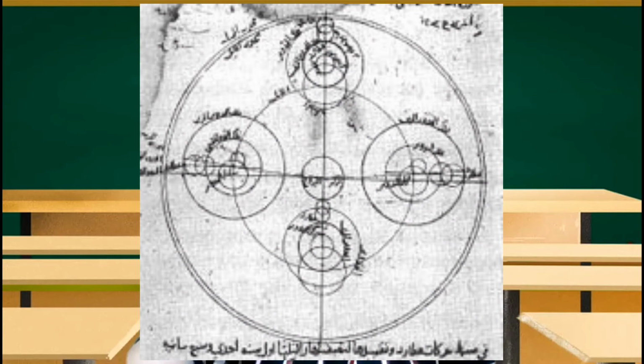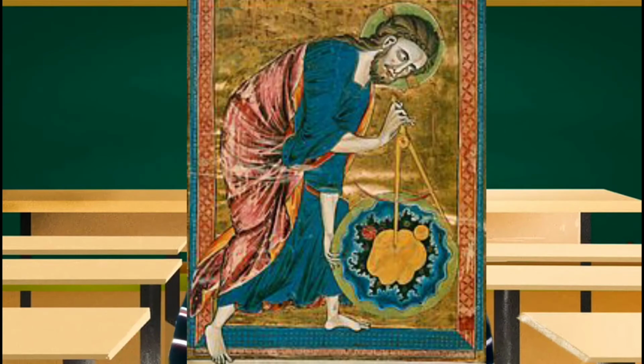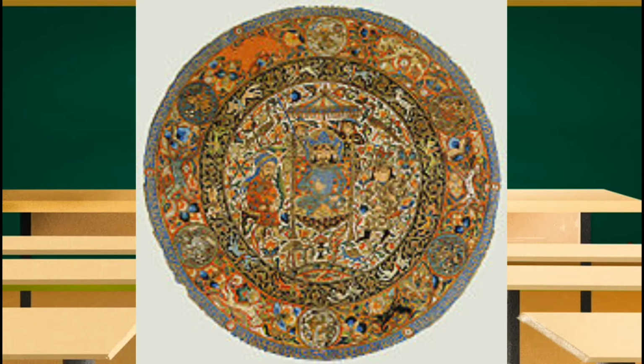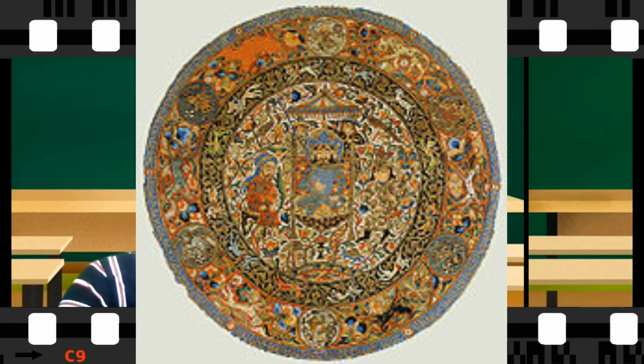Isa na dito ang circles in an old Arabic astronomical drawing. The compass in this 13th century manuscript is a symbol of God's act of creation. Notice also the circular shape of the halo. And last, a circular piece of silk with Mongol images.